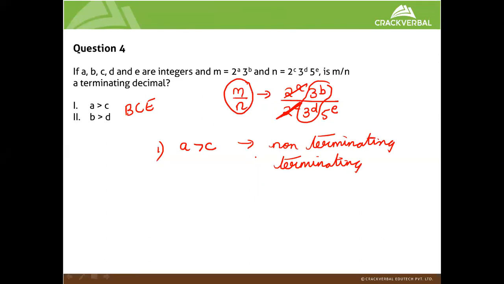Okay with this, guys? Okay with the first statement? How I analyzed it? The key to solving any data sufficiency question is not to jump into the statements directly. It's for you to first figure out what the question asks you to find out. When you analyze the question, you'll realize that everything hinges upon the values of B and D, because it's the powers of 3, and I need to somehow eliminate the 3 in the denominator for me to say that M by N is terminating. Okay with the first statement?